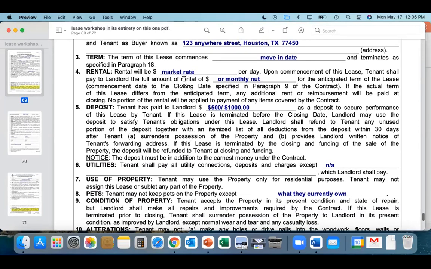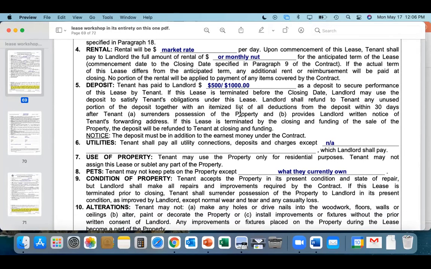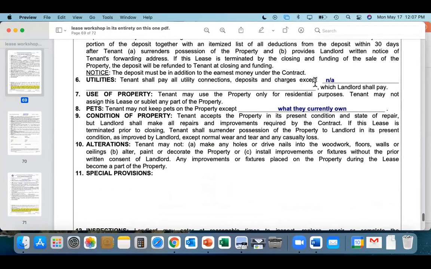The rent that can be charged, 2 ways. It could be the market rate or just what's going to cover the monthly nut of the homeowner. Since this is just a temporary thing, they can decide on what they want to charge and pay. There should always be a deposit. Utilities, in this case, the tenant is going to switch the utilities onto their name because they're moving in. And then when it closes, they don't have to change it again, right? So the tenant will put everything in their name.